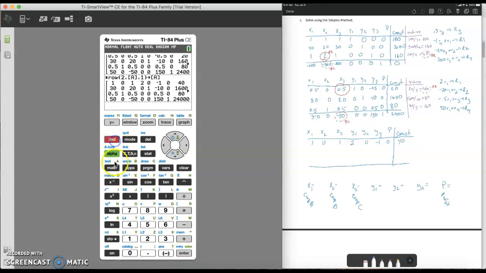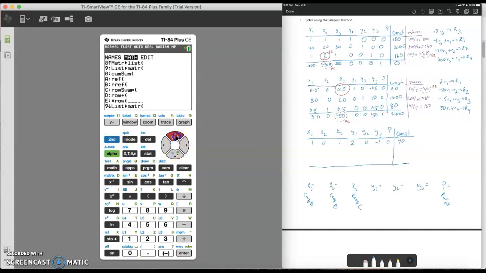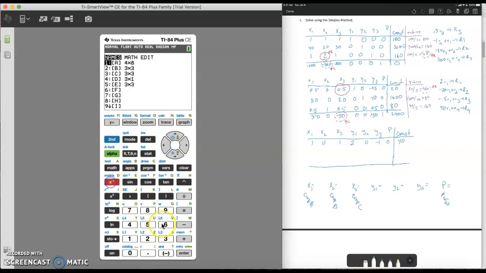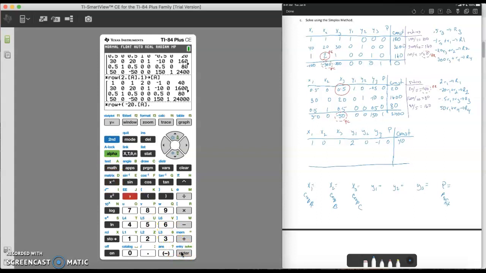Okay, so it's another second matrix math times row plus for the rest of them. This time we're multiplying negative 20 in matrix A. I'm doing this to row 1 to change row 2. Store in matrix A. Okay, so I have my new row 2. It looks like it's 10, 0, 0, negative 40, 1, 10, 0, and 80.